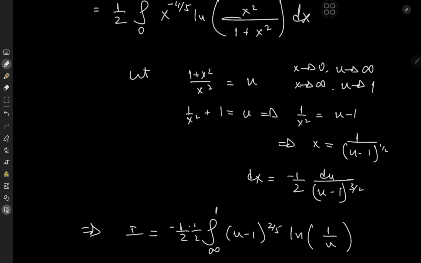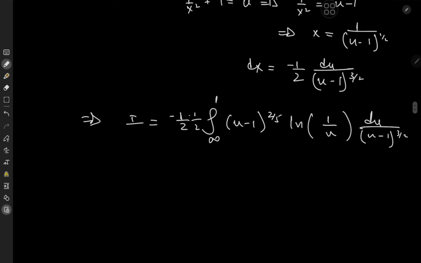And of course, the differential element is, well, what's left of it is du over u minus 1 to the 3/2. So we have a couple of u minus 1 terms, and now for the negatives. Now, here's what's happening. Flipping the limits of integration will introduce an extra negative sign that cancels out with the one outside, but we have log of 1 over u. And if we write this thing as log u only, we have another negative sign. So there you have it, another minus sign with the integral.